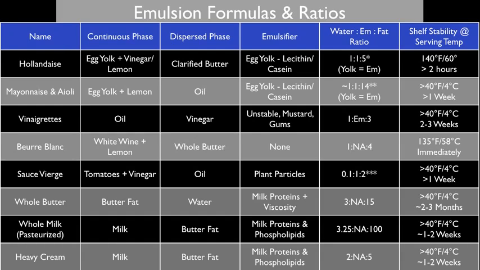And so for the water to emulsifier to fat ratio, you can see I made a little notation. Yolk equals emulsifier. And all these ratios are always going to be done by weight. So for every 1 part of vinegar you have, you want to add that equal amount by weight, egg yolk, and then 5 parts of clarified butter. And that will give you hollandaise.